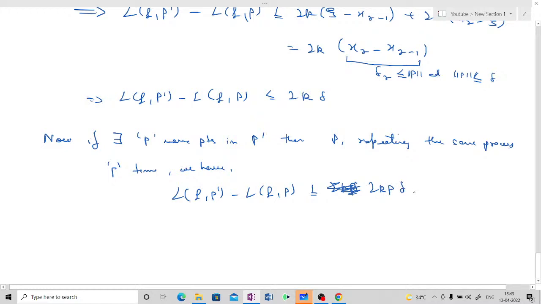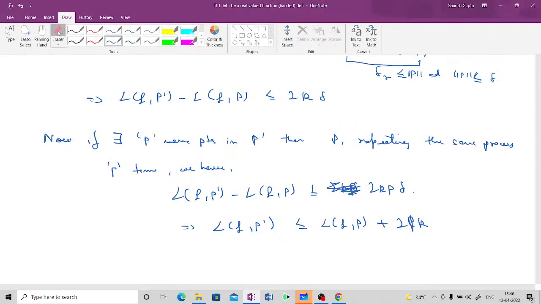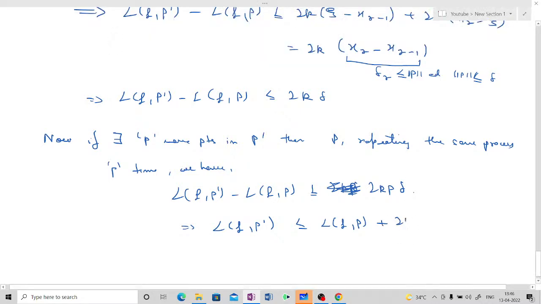Right? Clear? So from here we can say LFP prime is less than equals to LFP plus 2kp times delta, and we know LFP prime is greater than LFP. So from here we can establish the inequality, LFP is less than equals to LFP prime, which is less than equals to LFP plus 2kp times delta.